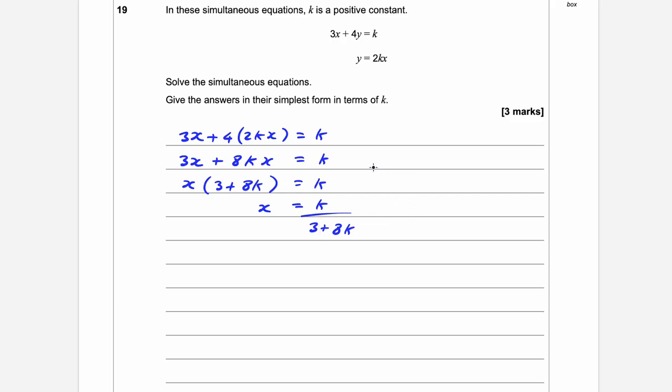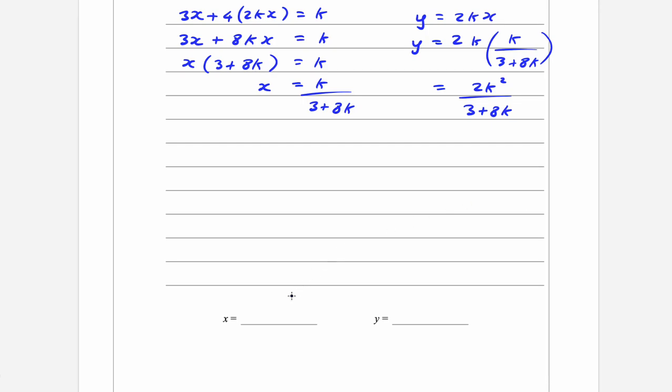Fine. Once I have x, I can get y, because y is equal to 2kx. So y is equal to 2k times k over 3 plus 8k, which equals 2k squared over 3 plus 8k. And that's it. That question, guys, actually wasn't that bad at all. So it's k over 3 plus 8k and 2k squared over 3 plus 8k.